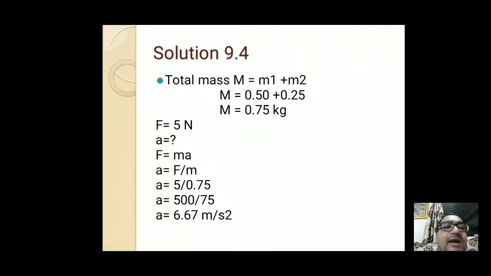So we have to divide 5 by 0.75. Writing 5 upon 75 upon 100, the 100 in the denominator goes to the numerator. So a equals 500 divided by 75. When we divide 500 by 75, we get 6.666 and so on. Finally we write acceleration equal to 6.67 meter per second square. This way we calculate how much acceleration will be applied when both the masses are tied together. This is the answer to the question.